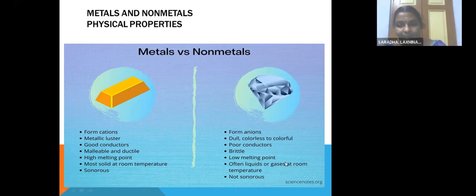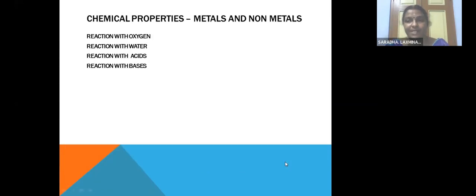Now, the next one, chemical properties. So chemical properties: four important things are given in our textbook: reaction with oxygen, reaction with water, reaction with acids, reaction with bases. These are the four important things that are given, right? And based on that, we are going to learn for metals as well as for non-metals. These four things alone, we are going to explain to the children.